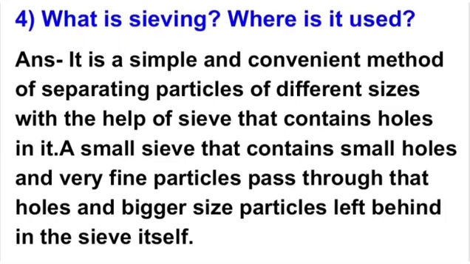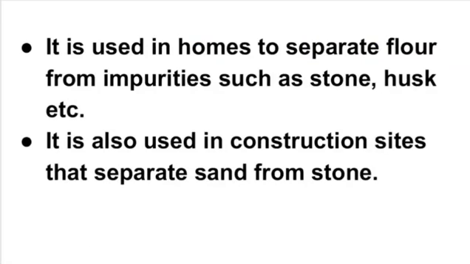Question number 4. What is sieving? Where is it used? Answer is, it is a simple and convenient method of separating particles of different sizes with the help of a sieve that contains holes in it. A sieve that contains small holes, very fine particles pass through these holes, and bigger size particles are left behind in the sieve itself.